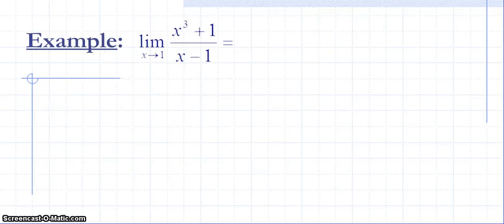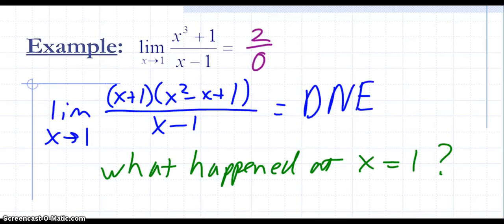Next one. Evaluate the limit as x goes to 1 of x cubed plus 1 over x minus 1. Pause the video, unpause when you're ready to check your work. Alright, so here when we initially do direct substitution, we end up with 2 divided by 0. That is not an indeterminate form.